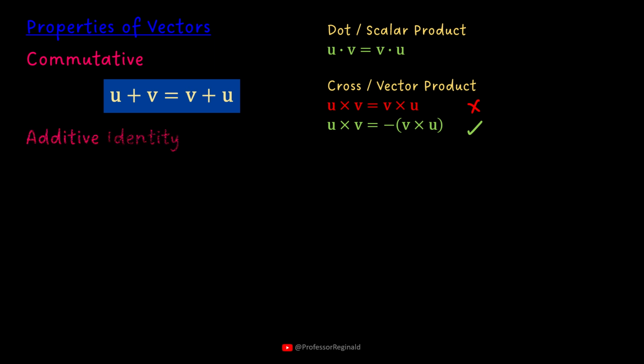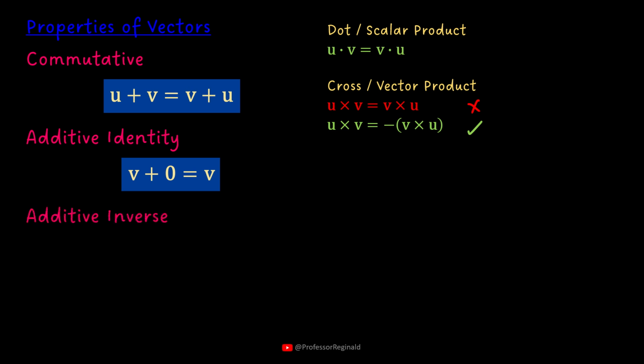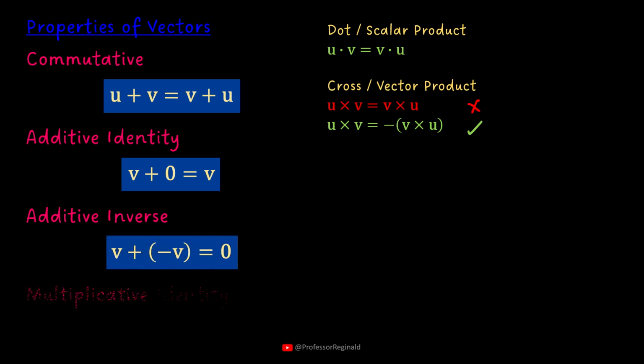Additive identity. A vector plus the zero vector is the vector itself. Additive inverse. A vector plus its negative is the zero vector. Multiplicative identity. A vector multiplied by a scalar 1 is the vector itself.